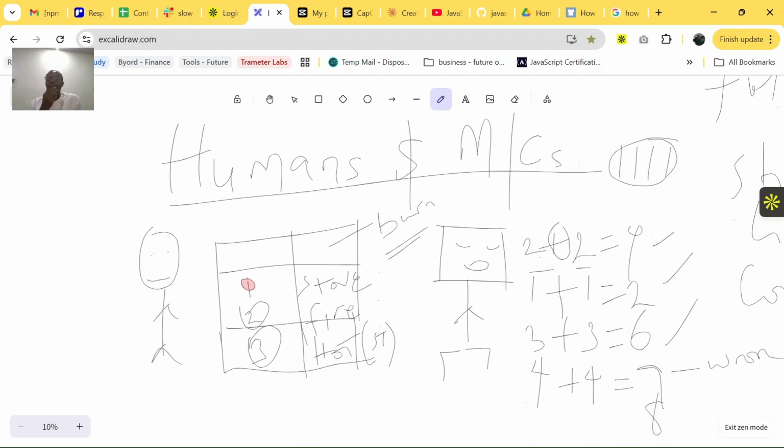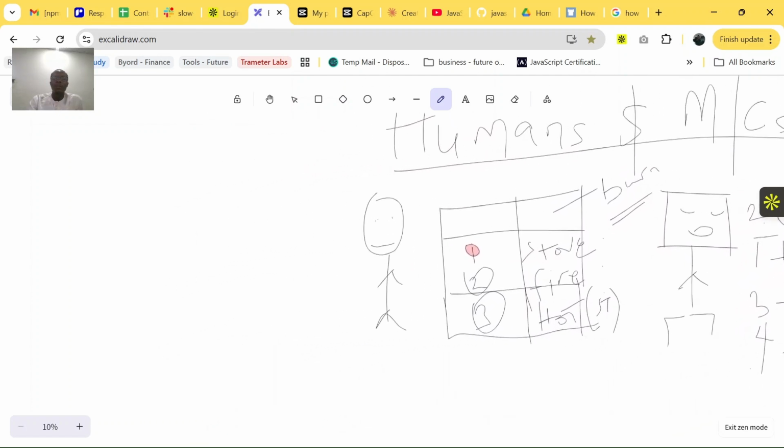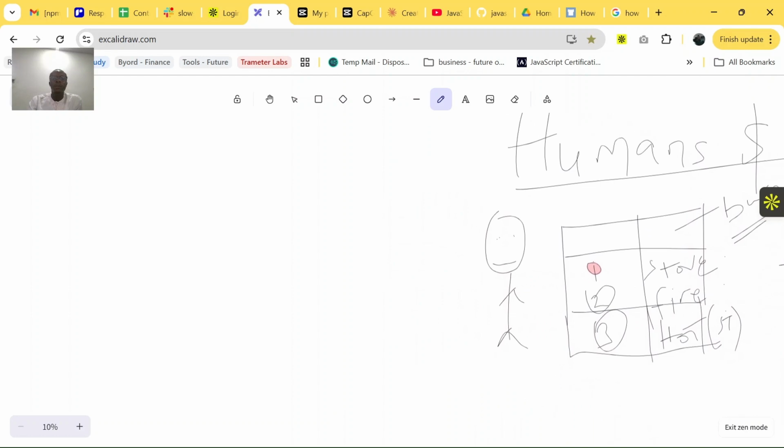What is a better way to teach this? So think about it this way. I don't know if you play basketball. I'm not very good at it. But let's talk about basketball.